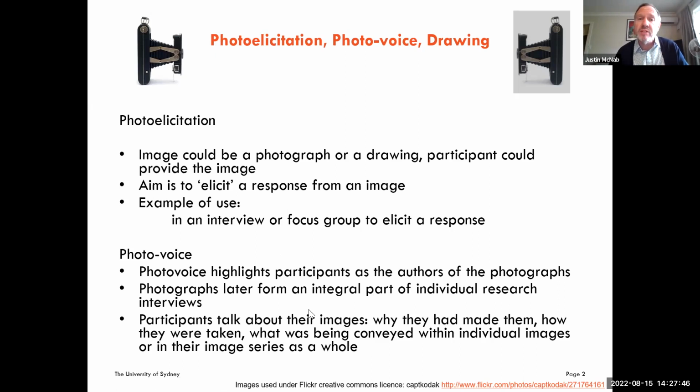As you can see there, visual methods can be where you take an image, a photograph, or a drawing and you present it to a participant in one of your research studies, or the participant themselves could provide the image, but more likely a photograph. The aim of this particular visual method is to elicit a response in the participant from the image. Examples of this kind of visual research are in interviews or focus groups.